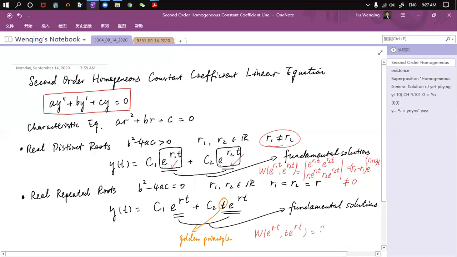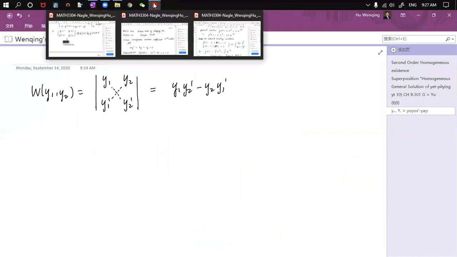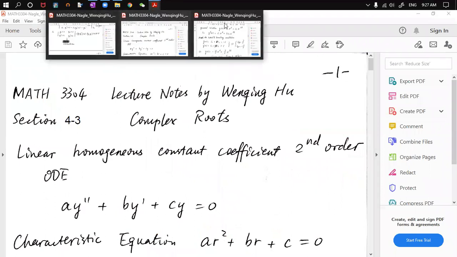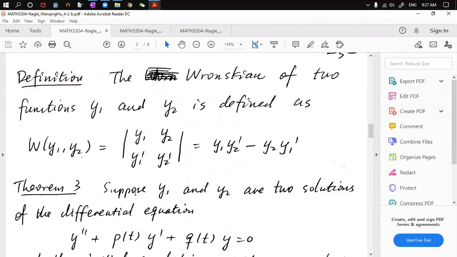I leave it to you as an exercise how to calculate the Wronskian in this case. That's the thing about this Wronskian, and it is a very, very important object that I would like everybody to make sure that you understand.